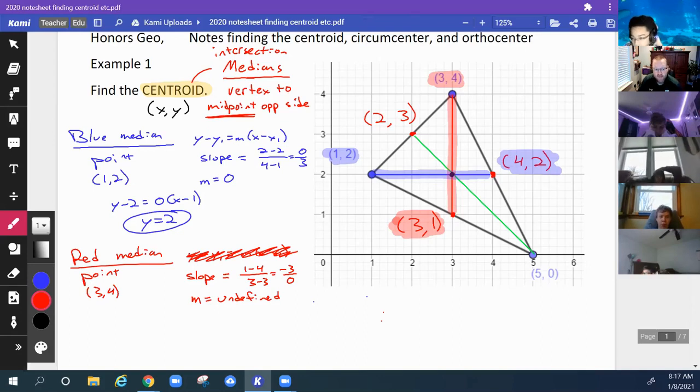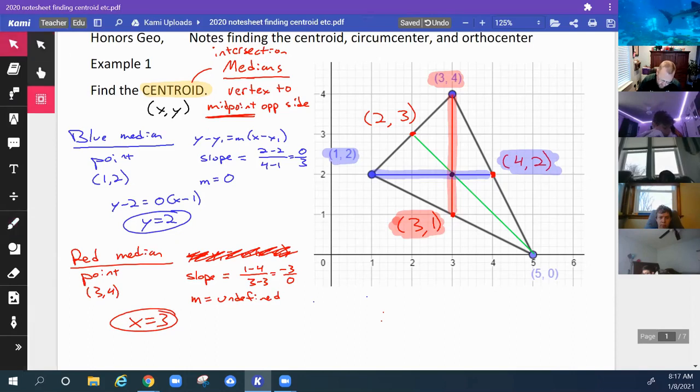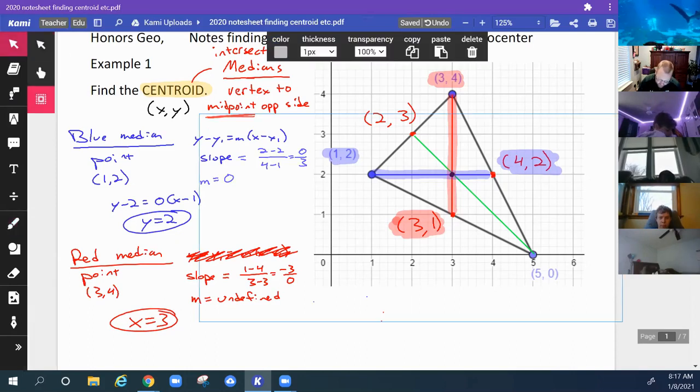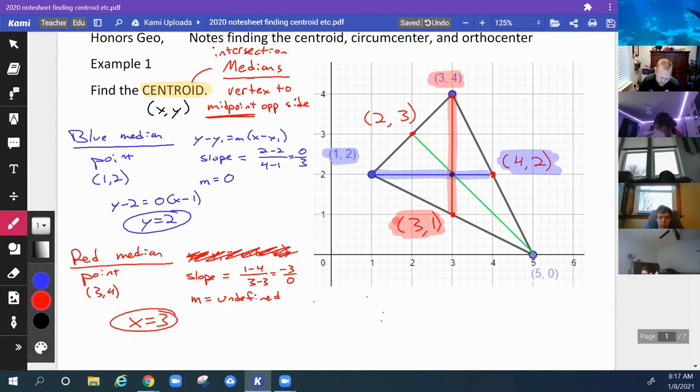So a few answers coming in. Thank you very much for that. The equation of a vertical line is x equals, and in this case, x is going to equal 3. So that is where we are, just kind of going through and understanding that.